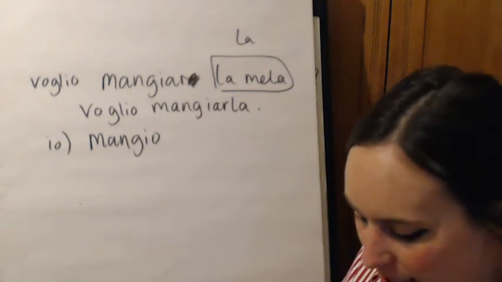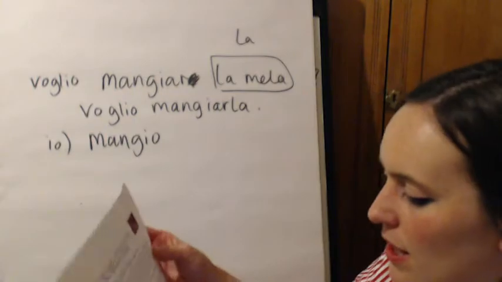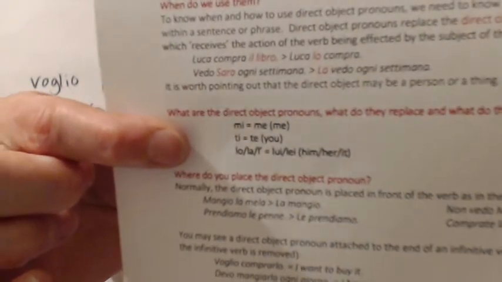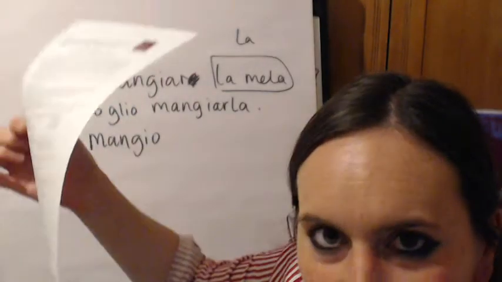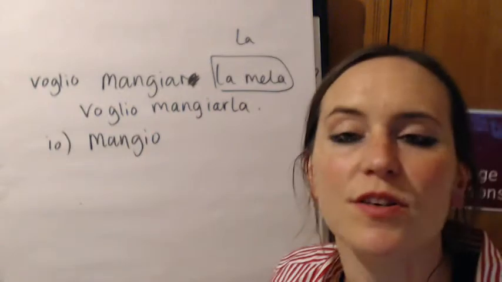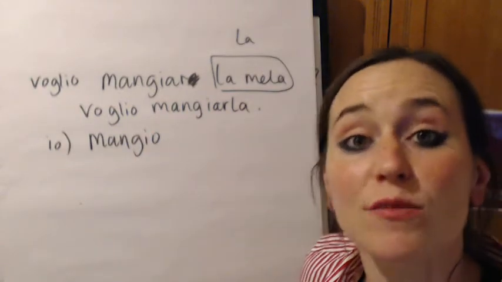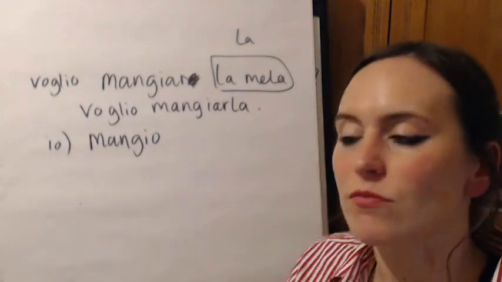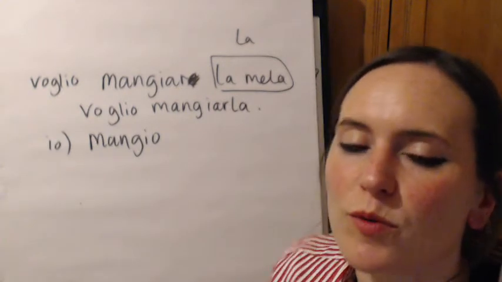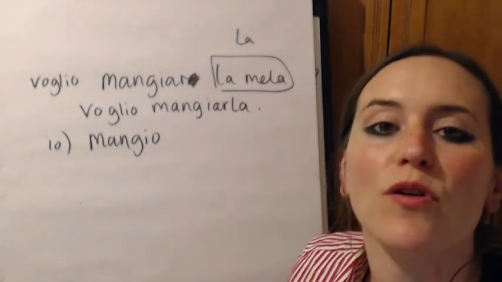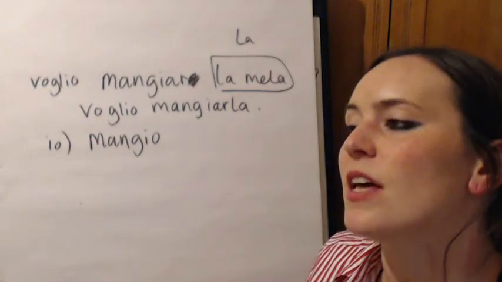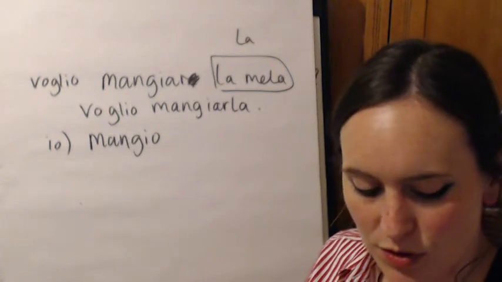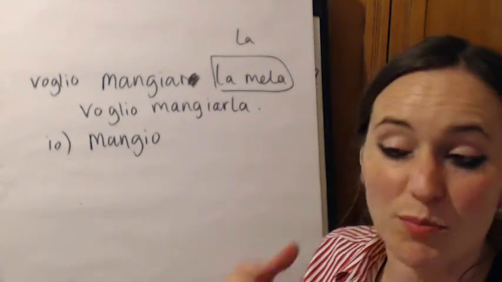Okay, so you probably will see or hear any of these direct object pronouns. Here they are, there are the plural ones, at the end of an infinitive verb. And infinitive verbs you often see after a conjugated modal verb, like voglio. Voglio comprarla. I want to buy it. Or devo comprarlo. I have to buy it. So I want to, I have to, or I must.